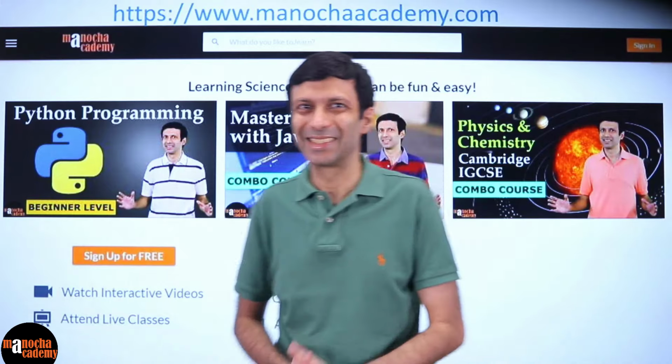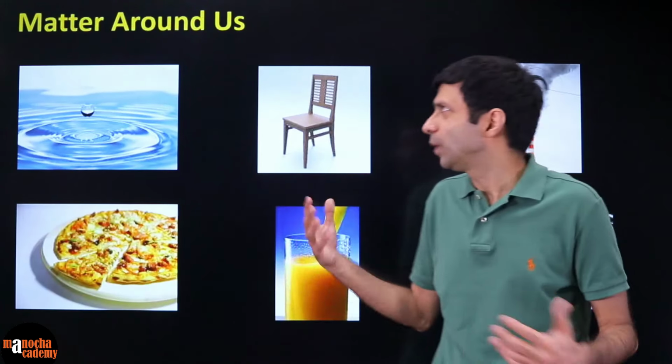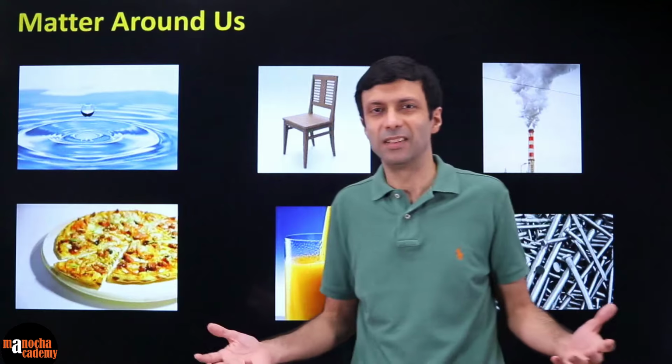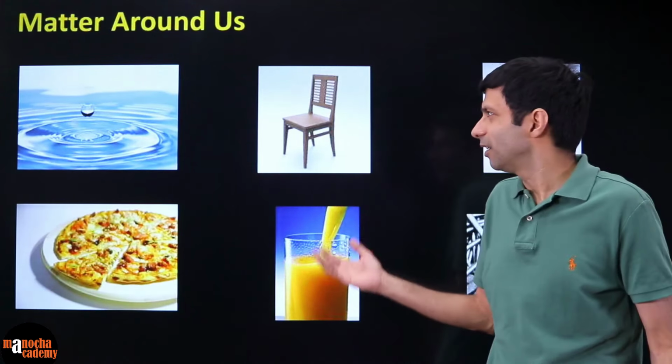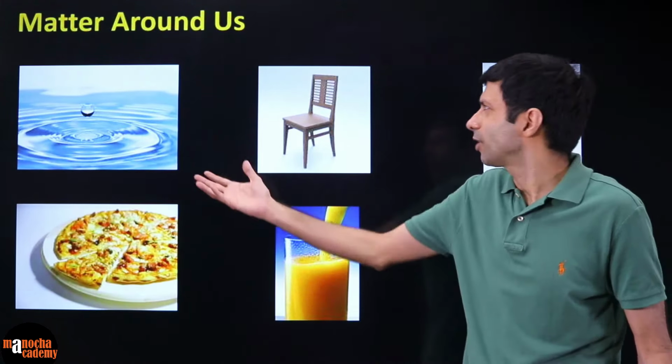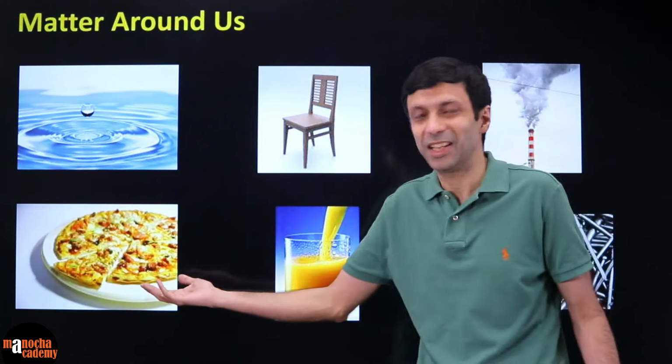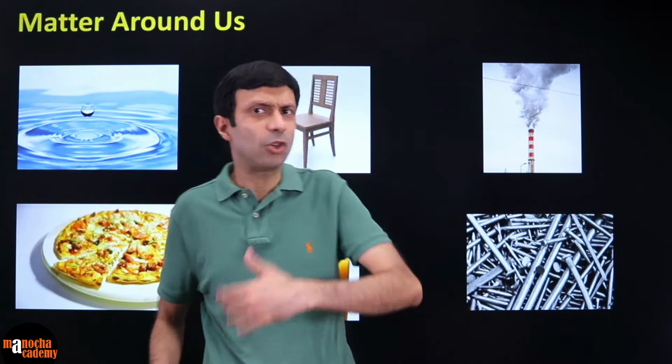So keep learning. First, let's start off with matter. What is matter? Everything that you see here, is it matter? For example, water is matter, a chair, the pizza that we eat, juice, all the things around us is matter. You and I, are we made up of matter? Yes or no? The tables, the chairs, all the things that you see around you are all matter, because matter means something which has mass and occupies space.